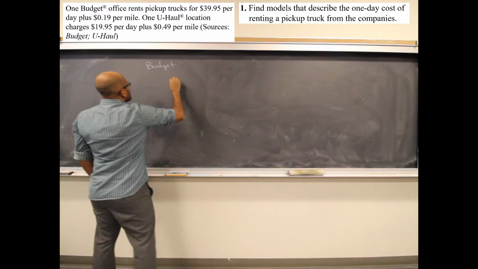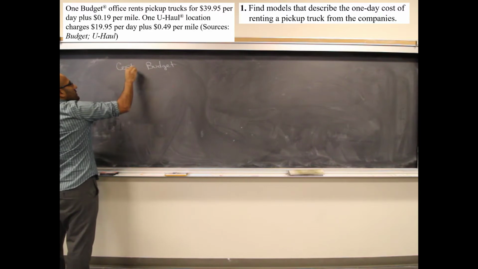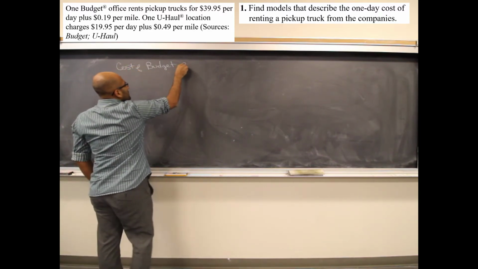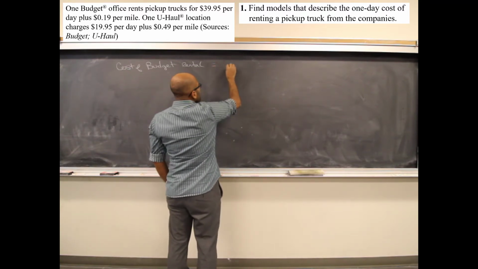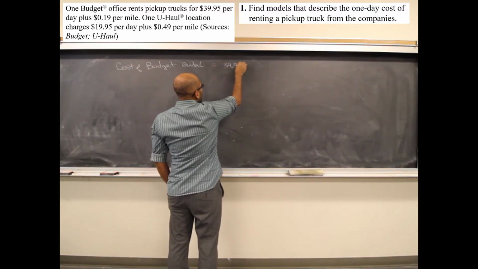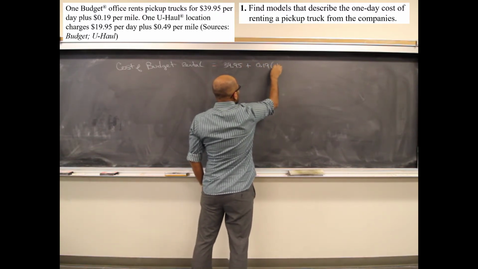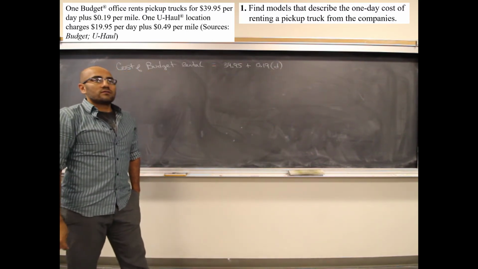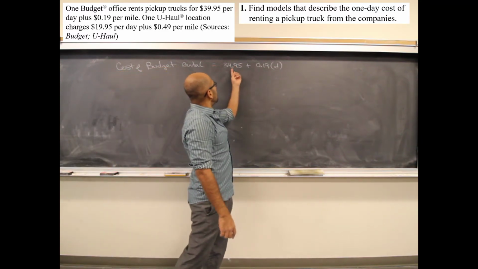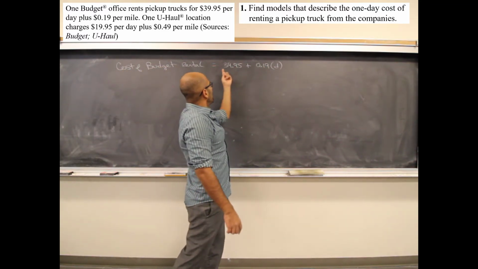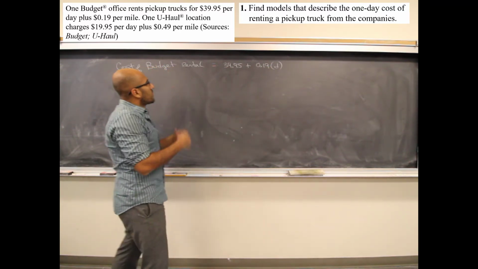Plus 0.19. So the cost of the Budget rental is going to be equal to $39.95 plus 0.19 times the distance that you've traveled, right? The number of miles that you've traveled. So if you traveled 1 mile, it would be $39.95 plus 19 cents. If you traveled 2 miles, it would be $39.95 plus 38 cents, so on and so forth.